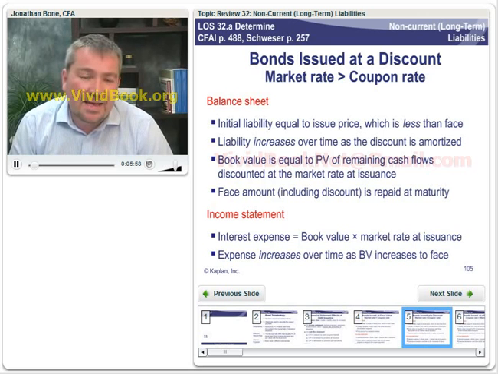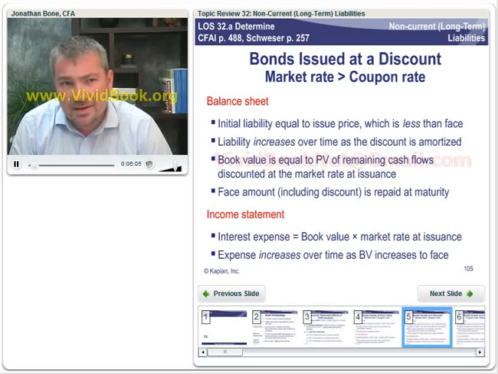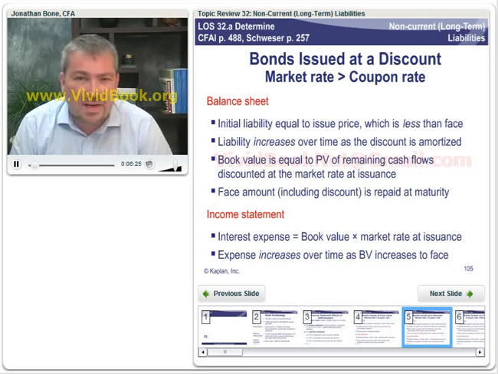Now, the key here is our liability will increase over time as we amortize the discount. What you've got to think here is what we're going to try and do is increase the liability over the bond's life so that at maturity, the liability sits at par. So when the bond is redeemed, we pay out the par value, we eliminate the liability that's sitting at par, and we have no gain or loss. So bonds issued at a discount, the liability value will increase over time as we amortize that discount.